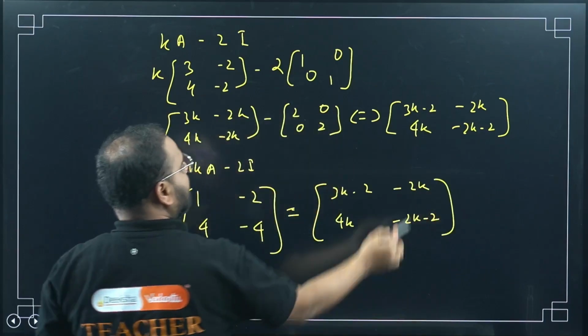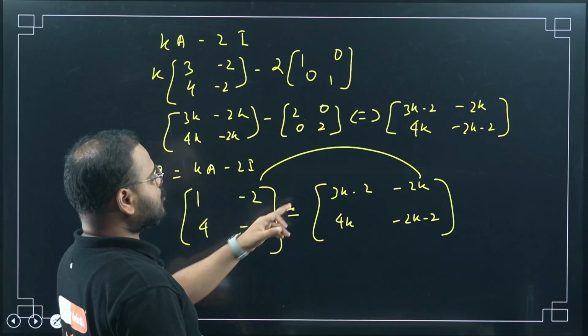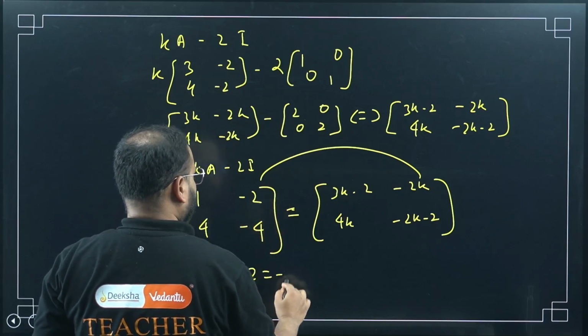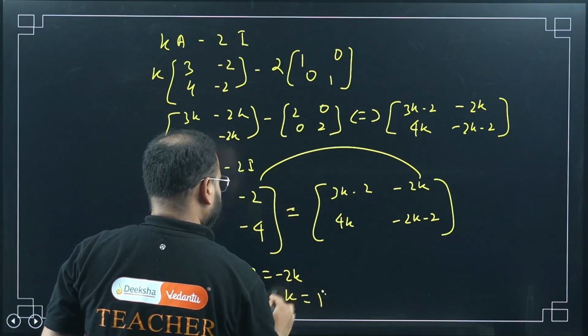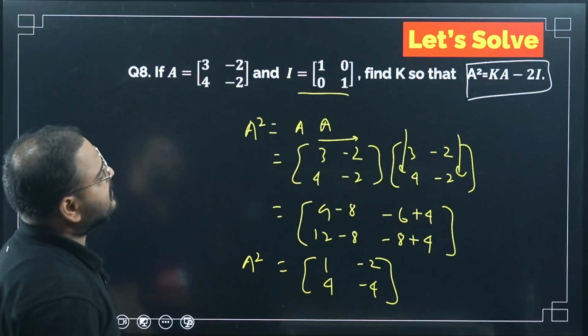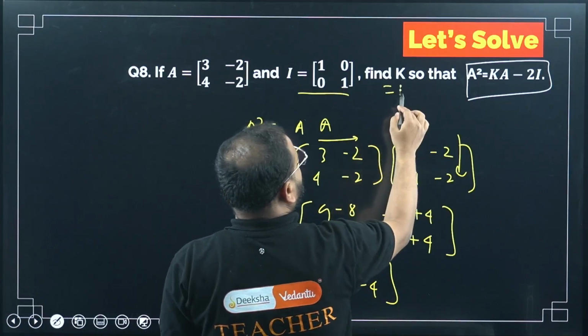So compare this and this element. Minus 2 equals minus 2k. What is k equal to? 1. k equals 1 is my answer.